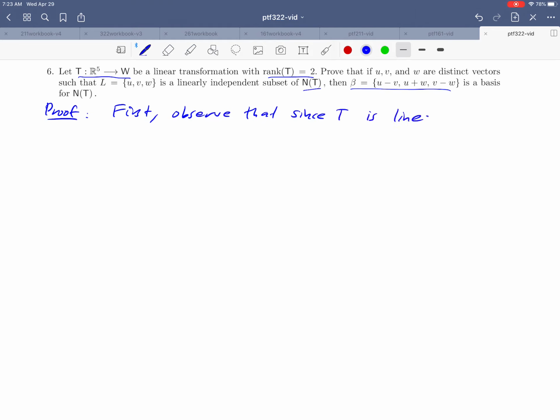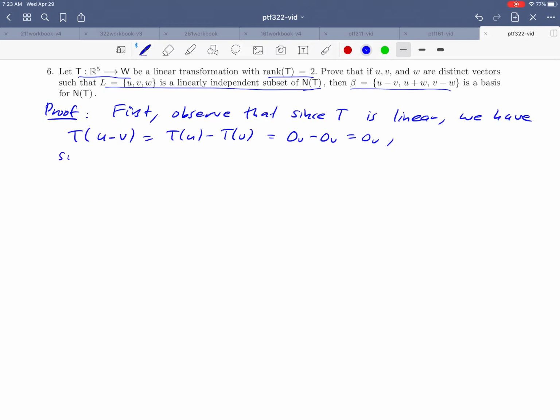So first, we're going to observe that since T is linear, we have T of u minus v equals T of u minus T of v. And they tell us that u and v are both in the null space. Okay, that's this sentence here. So we know that T of u and T of v separately are both 0. I'll write the 0 vector as just 0v. Okay, which confirms that u minus v is in the null space.